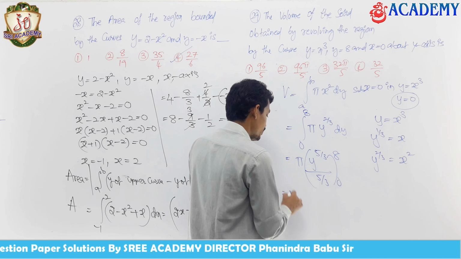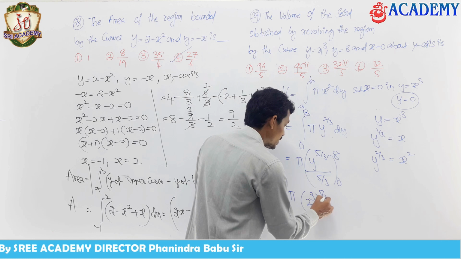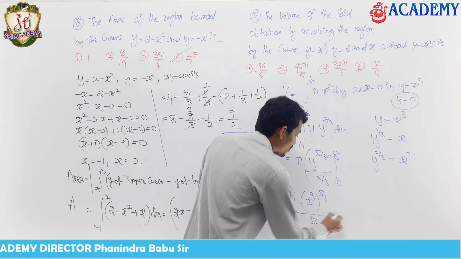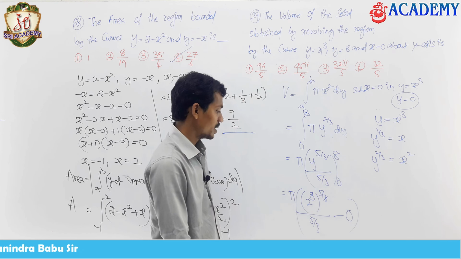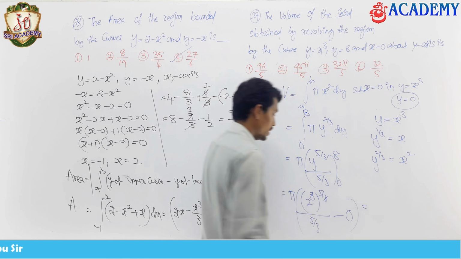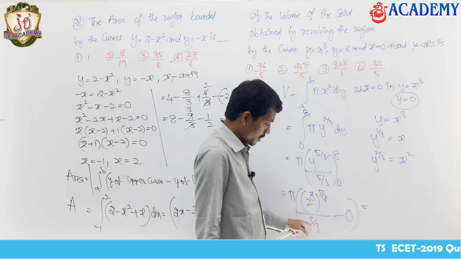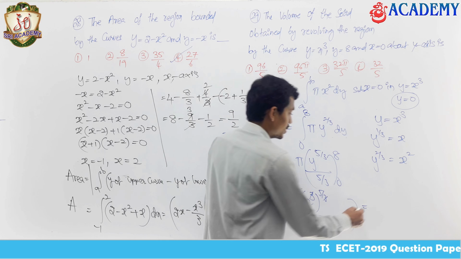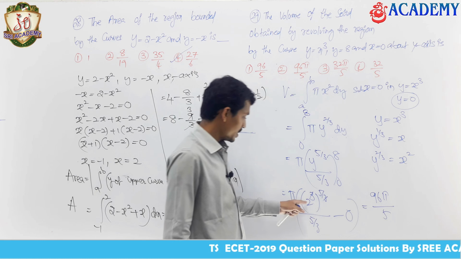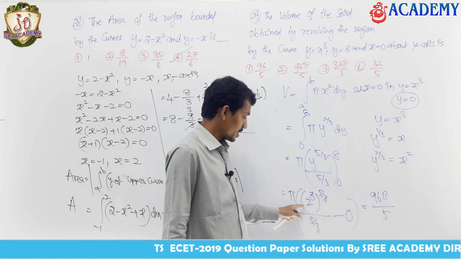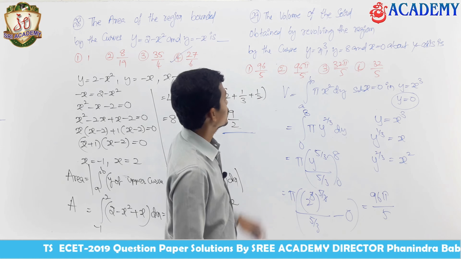Now substitute: pi into 8, which is 2 cube, so you can write 2 power 5 by 3 divided by 5 by 3 minus 0. Here the 3 gets cancelled, 2 power 5 is nothing but 32 only. 32 divided by 5 by 3 is going to be 32 times 3, that is 96 pi by 5. It's going to be reversed: 32 3s are 96, over 5, into pi. The answer is going to be this one.